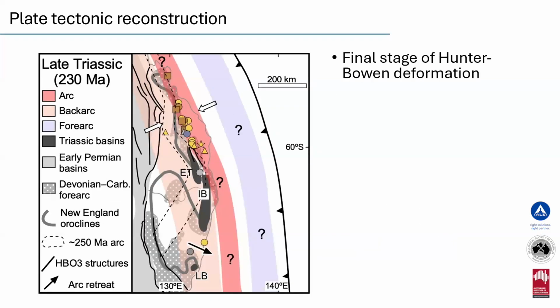And finally, the late Triassic, the final stage of the Hunter-Bowen orogeny, we can see that we do have a metallogenic belt only in the northern New England Orogen. And the reason for that is that the northern New England Orogen sits within the arc. At that time, it is subjected to contraction and deformation, while the southern New England Orogen sits mainly in a back-arc region. So not so good for intrusion-related mineralization.